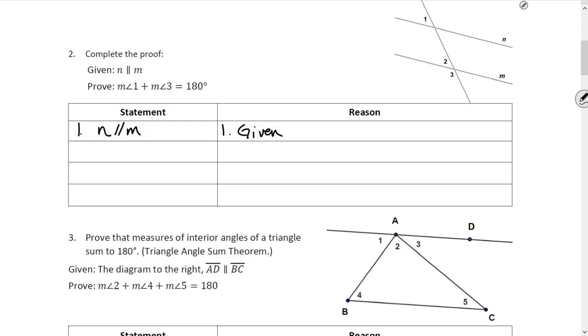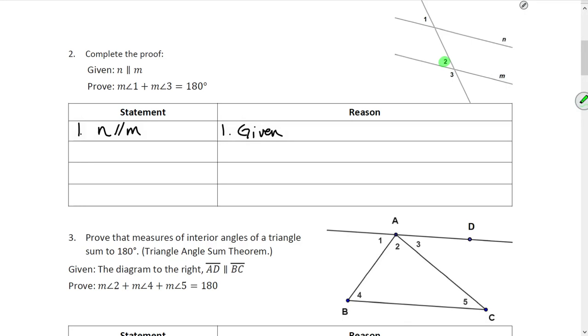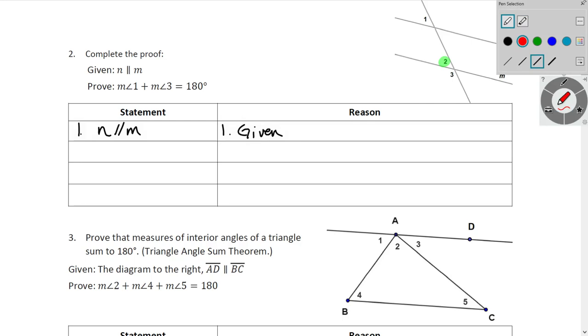Now, what I notice is that this proof statement has said nothing about angle 2. Okay, now in Mr. Lewis vocabulary, I call angle 2 a helper angle. It's a stepping stone to get from 1 to 3. By the way, you should not say the same side exterior angles theorem because I'm actually proving that theorem, and so I don't want to use that theorem in its own proof, okay?